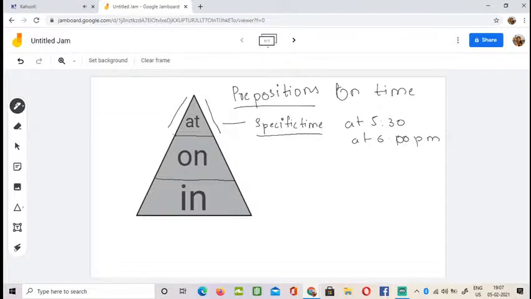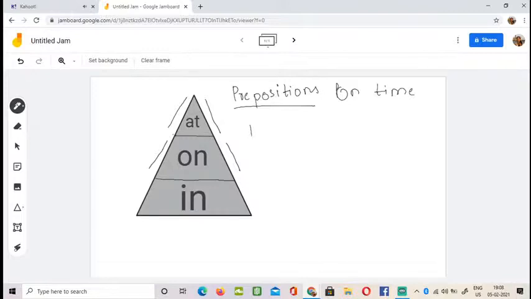For example, at 5:30, at 6 p.m., and one more example is at midnight. At is used to describe a specific time. And if you see for on, just a minute, let me erase everything. On is a little more broader than at. So where do we use on? How do we describe on?